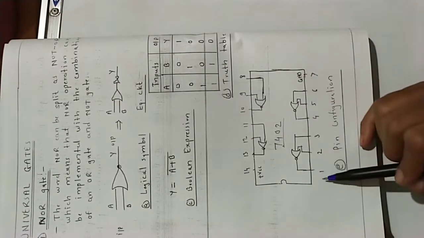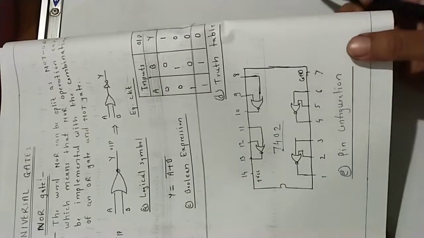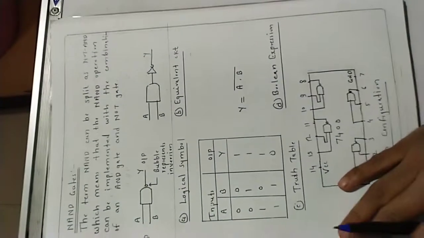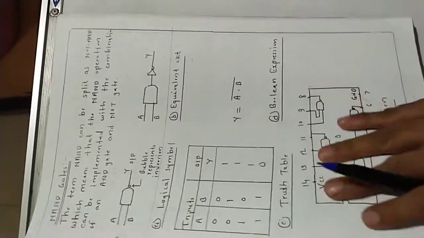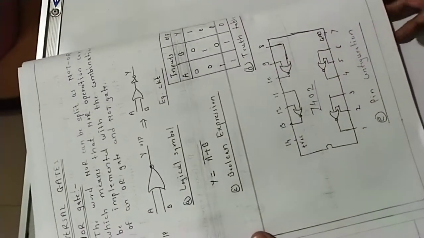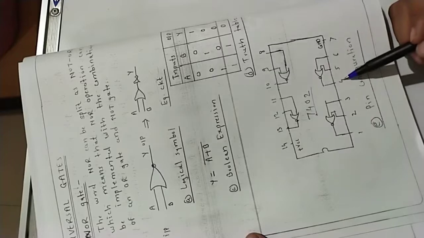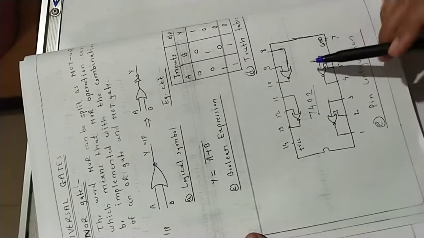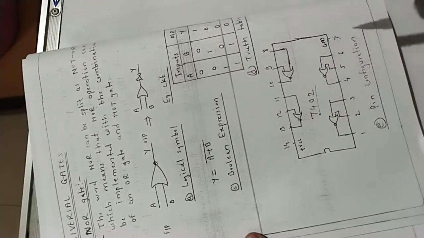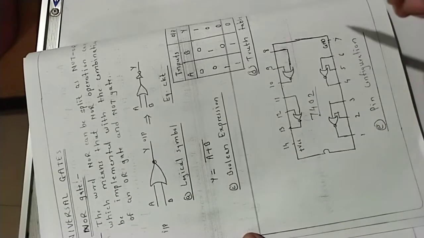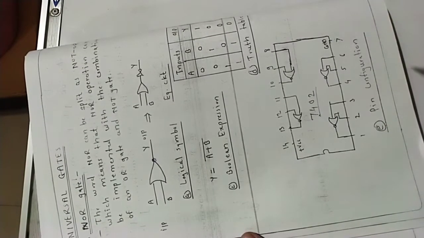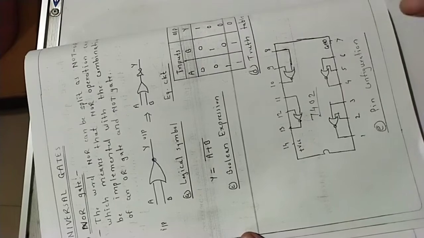Again it has 2 inputs, 1 output. Okay, see here, inputs check here. Pin number 2 3 is input and 1 is output here. 5 6 input, 4 is output here. Pin number 7 is ground. Pin number आपको पूछेंगे नहीं which one is input and which one is output. They may be asked only how many gates are there in 7402. So there are 4 gates.